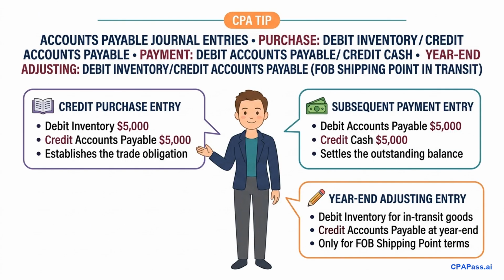Now, let's look at the actual journal entries. When a company purchases inventory on credit, we debit inventory and credit accounts payable to establish the liability. When we settle the obligation, we debit accounts payable and credit cash. At year end, if goods are in transit under FOB shipping point, we must record an adjusting entry: debit inventory and credit accounts payable to reflect our legal ownership before the books close. If the terms are FOB destination and the goods have not arrived, we make no entry. Accrual accounting is about recording what you owe when you owe it, not when the invoice is paid.